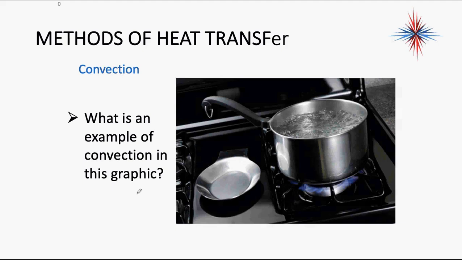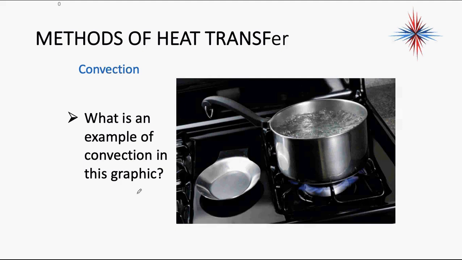What's the example of convection in this graphic? Although the heat transfers through the metal of the pot by conduction, where the molecules of the pot are in direct contact with one another, the movement of the water is convection. The hotter water will come up to the top. It's going to cool off as it boils, and sink back down. So again, that's natural convection.